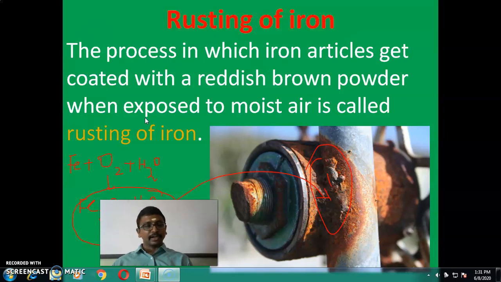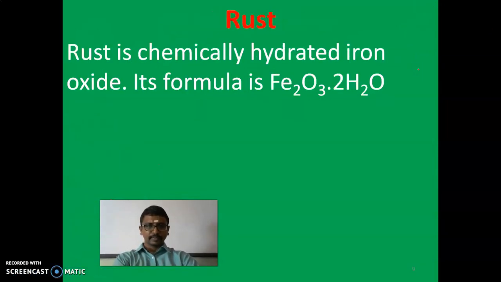That is hydrated rusting of iron. It forms Fe2O3 H2O. This is the equation. The rust is chemically hydrated iron oxide. Its formula is Fe2O3 2H2O. So this is the rust chemical formula, Fe2O3 2H2O.